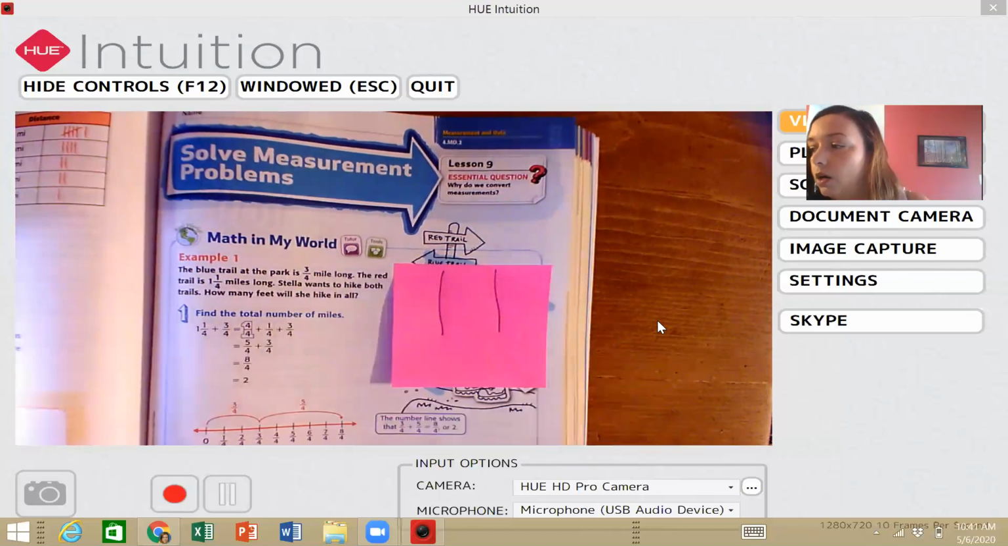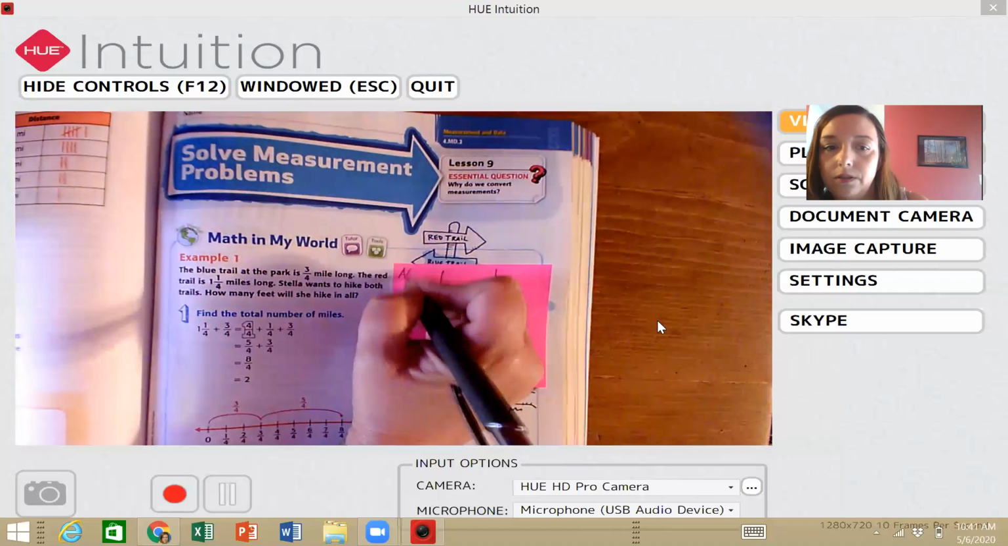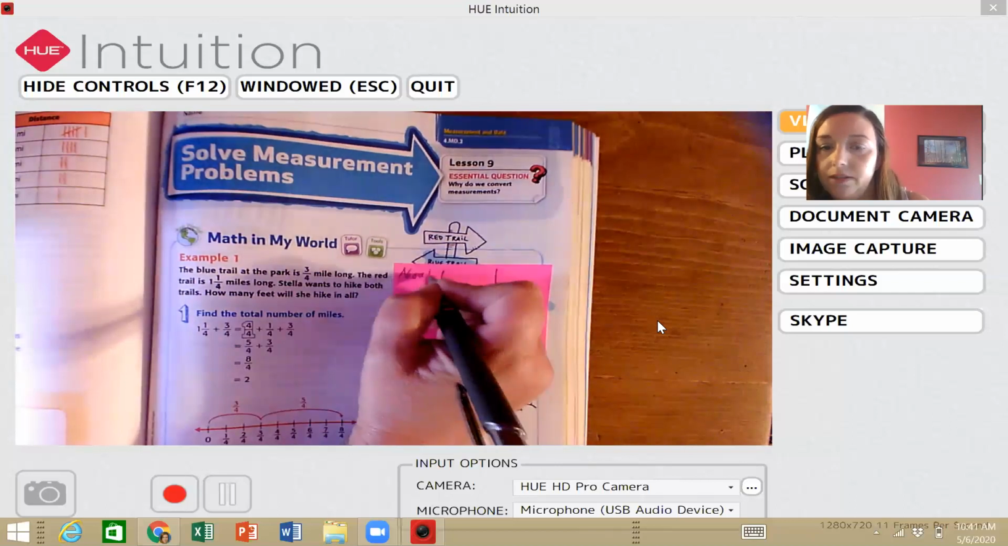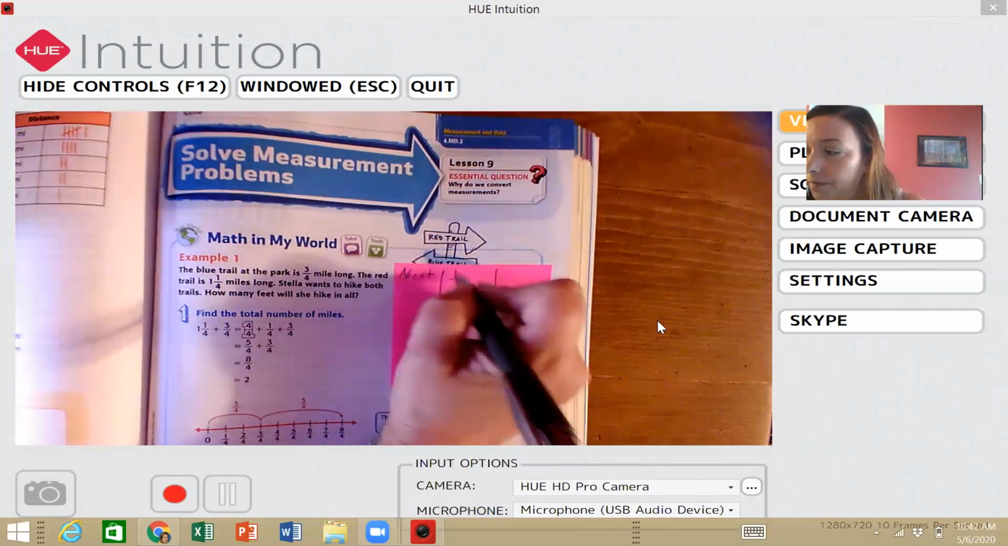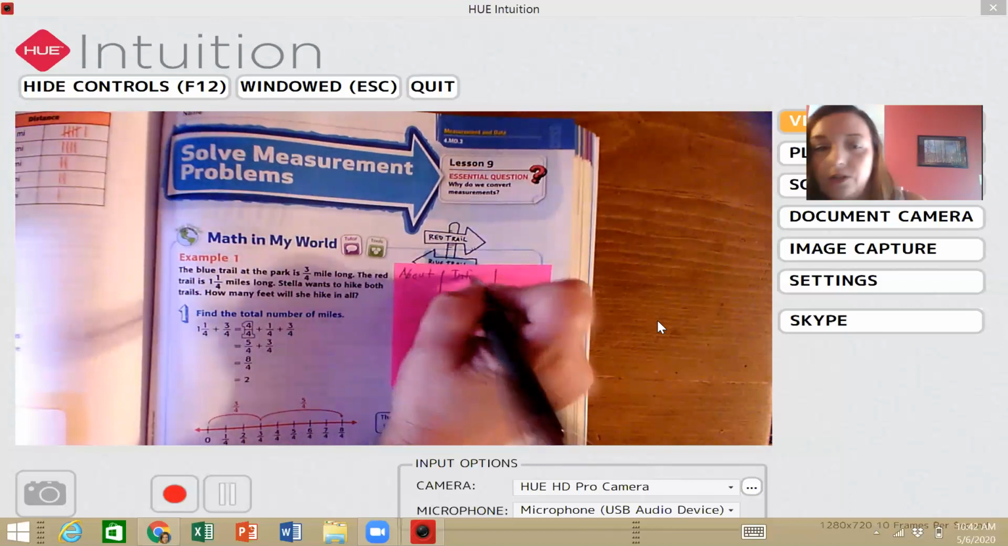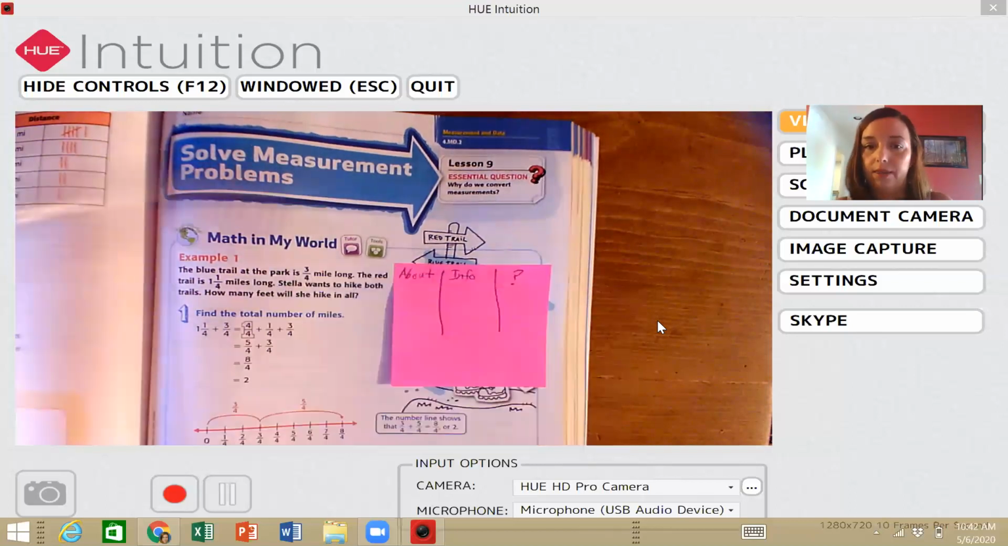First, what is the problem about? What is the math information? And what is the question asking us? And writing that answer in complete sentences.